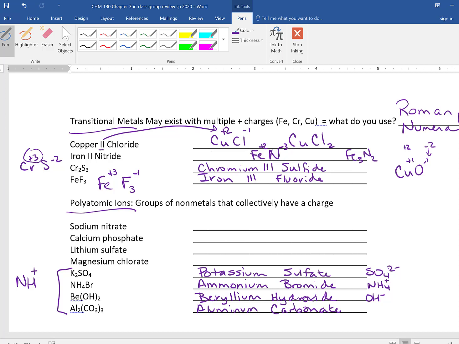The ClO4, that is the perchlorate. It's a chlorine with a bunch of oxygens on it. So most of those negative polyatomics, it's a nonmetal with excess numbers of oxygens on them.